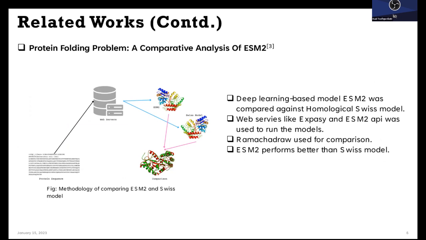Another paper, protein folding problems, a comparative analysis of ESM2. It compares the deep learning based model ESM2 and the homology based Swiss model. For the benchmarking process, they used web services, Expasy for Swiss model and the ESM2 API for ESM2. They also used a Python library, Ramachandran, to plot heat maps for comparison. It was observed that ESM2 performed better.